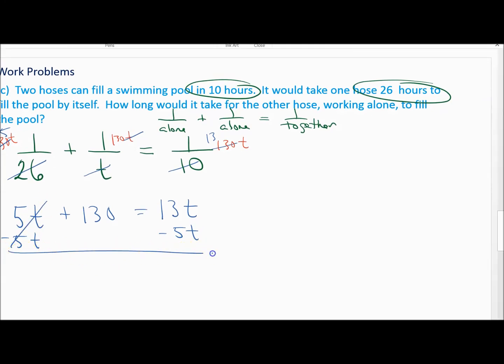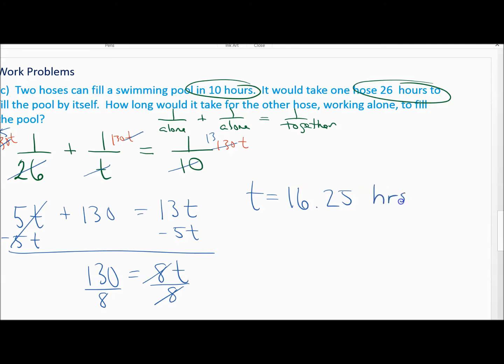Okay, that gives me 130 is equal to 8t. 13t minus 5t is 8t. Now I'm going to divide each side of the equation by 8. Okay. Now, I don't know that 130 divides by 8. It doesn't. It gives me a decimal. So my t is 16.25. Now, 16.25 what? Well, remember, 10 hours was used, 26 hours were used, so our rates were in hours.